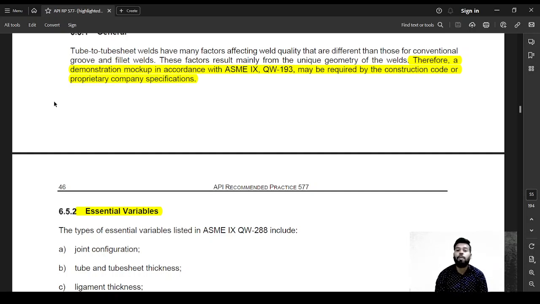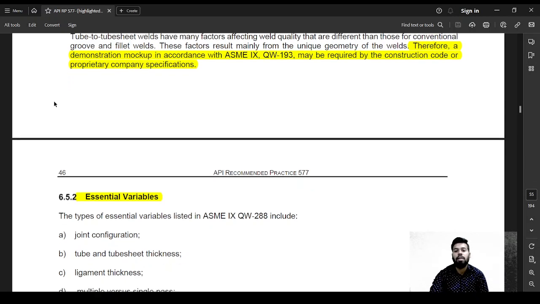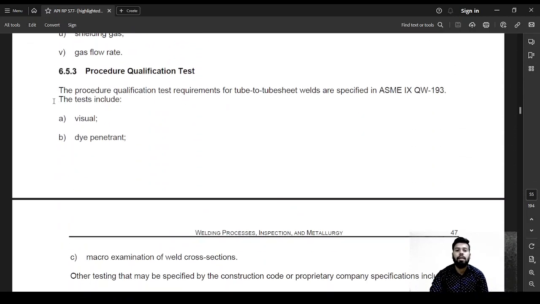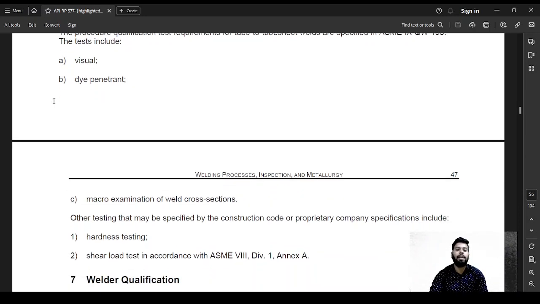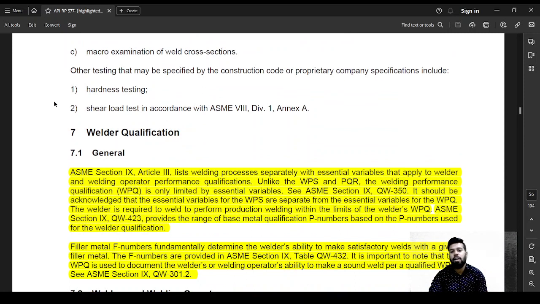Therefore, a demonstration mock-up in accordance with ASME Section 9 QW-193 may be required by the construction code or proprietary company specification. These are some essential variables. Procedure qualification tests for tube and tube sheets include visual, dye penetrant, macro examination, hardness testing, and shear load in accordance with ASME Section 8 Division 1 Annex A. So this was Section 5, welding materials, and Section 6, the WPS and PQR as per the requirements of ASME Section 9. We have already talked about ASME Section 9, so we have already seen these things.